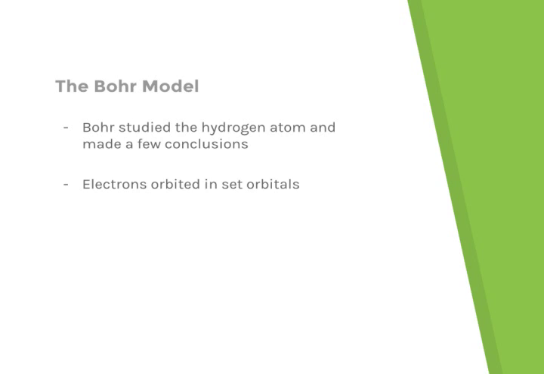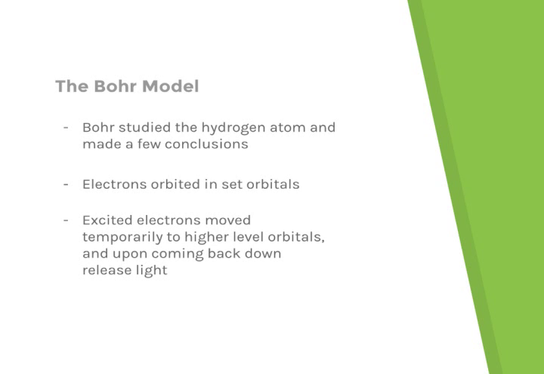And another conclusion that Bohr made was that if electrons received some energy, for example, if you passed electricity through the atom, the electron, which has higher energy, would move to a higher energy orbital temporarily. And then when it came down, since it has to release that energy to return to that lower energy state, to be in that lower energy orbital, it would release this excess energy as light.